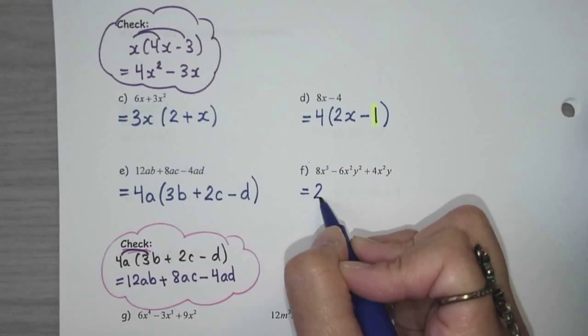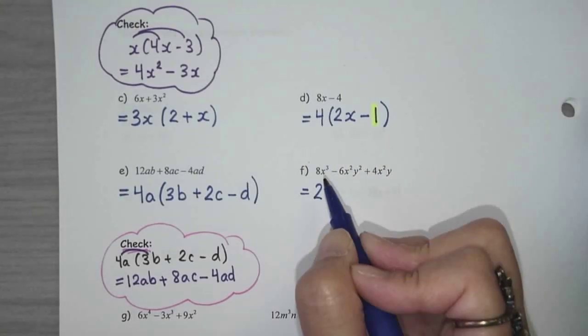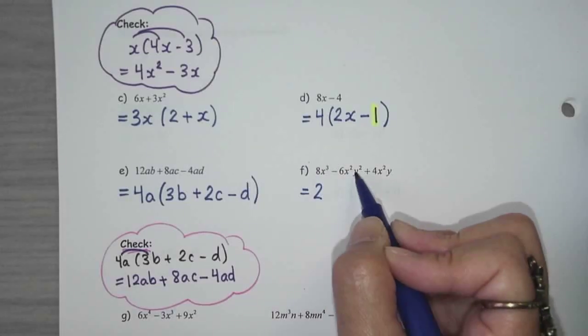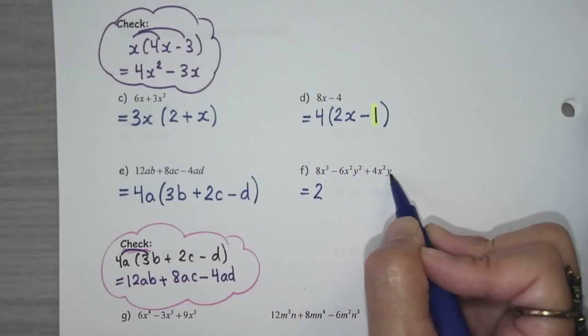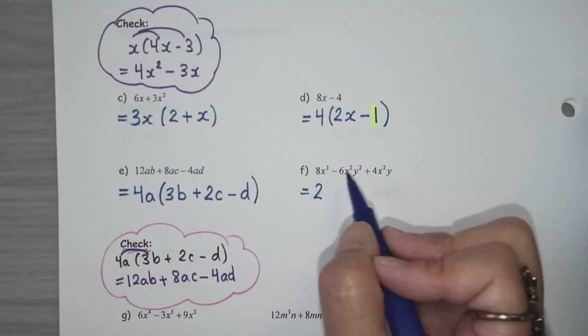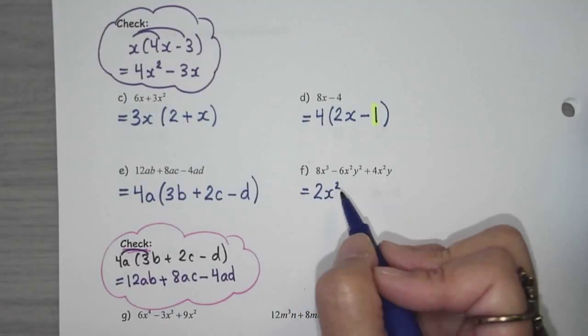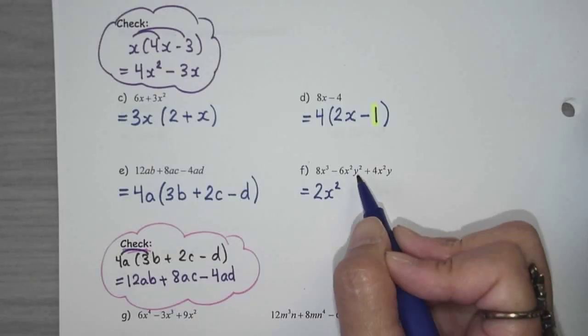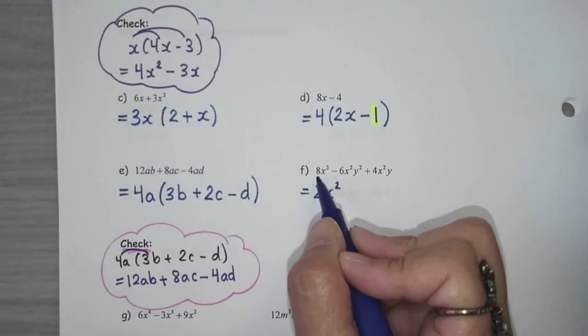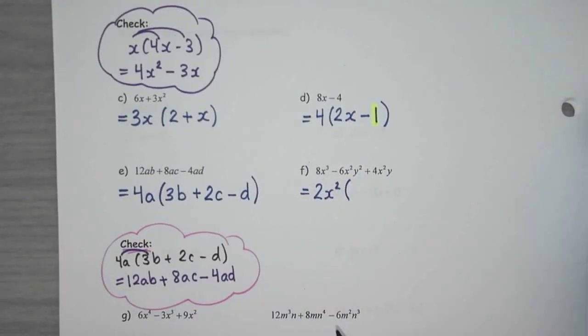I would get a common 2. How many x's? I have 3 x's in this term, 2 x's in this, and 2 in this one. So what's common is that they all have 2 x's. How about y's? I have no y's, 2 y's, and 1 y, but since this one has no y's, it's not common. It's not the same for all 3 terms.